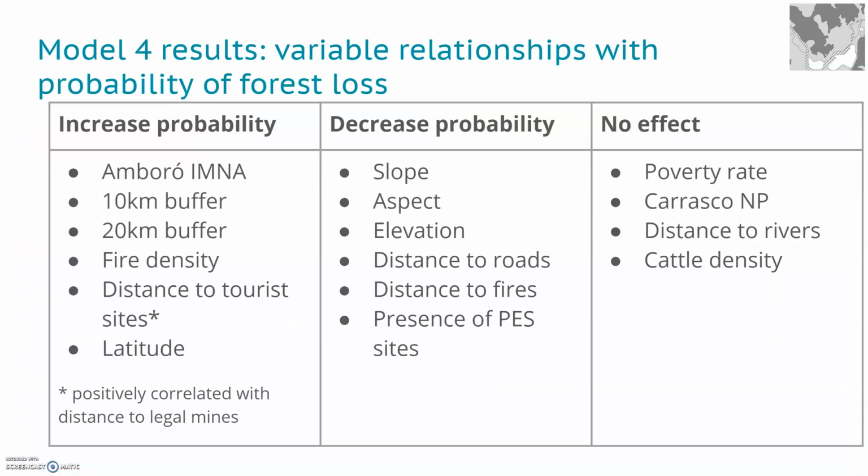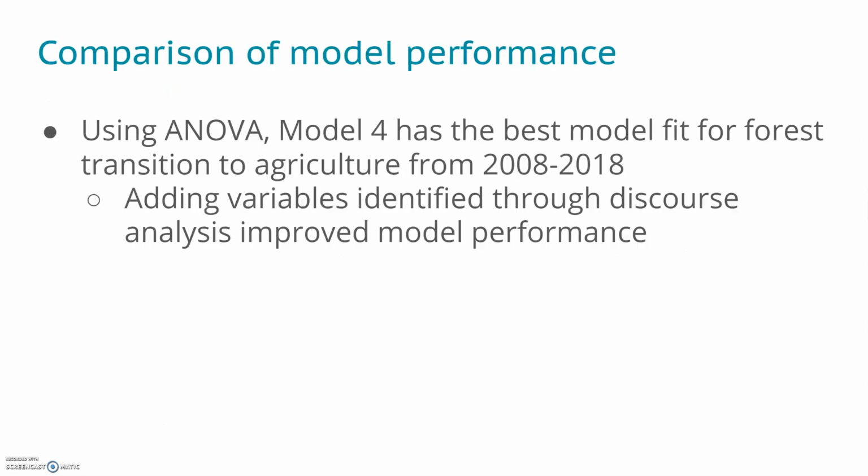And here the variables that increase the probability of forest loss are being inside the Amboro integrated management area and the 10-kilometer or 20-kilometer buffer, so increased probability of forest loss compared to being in Amboro National Park, fire density, distance to tourist sites, and latitude, while slope, aspect, elevation, distance to roads and fires, and presence of PES sites all decrease the probability of forest loss.